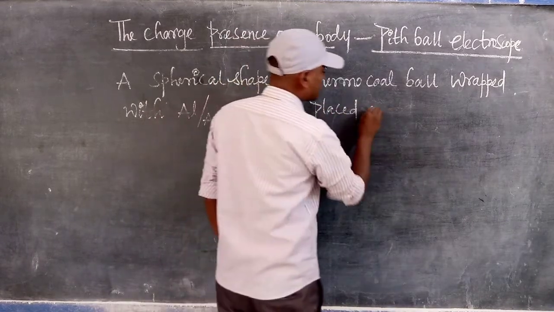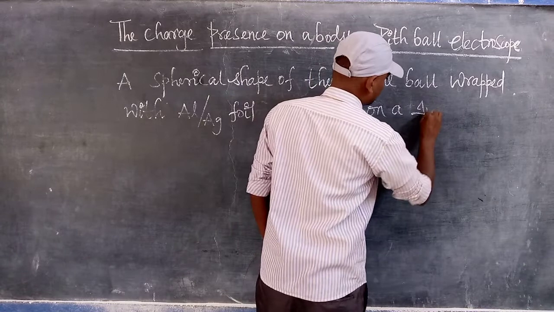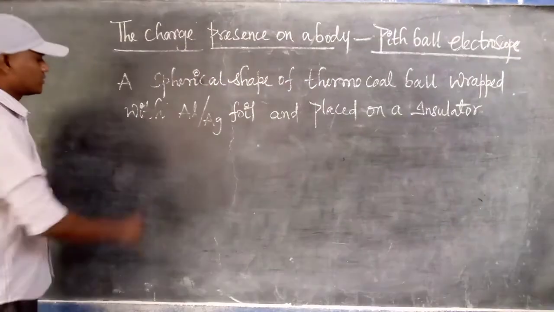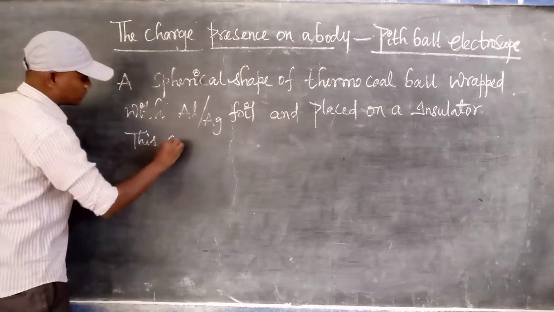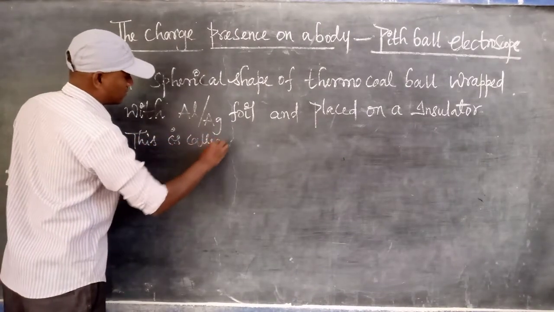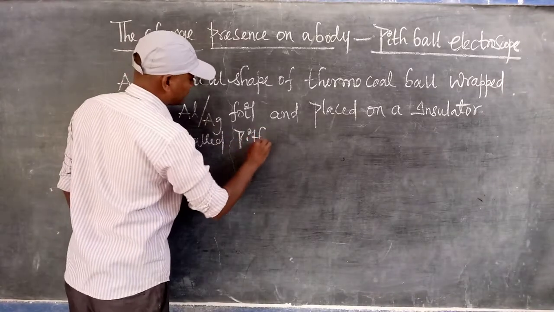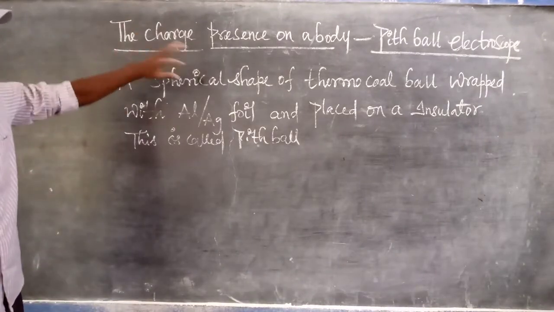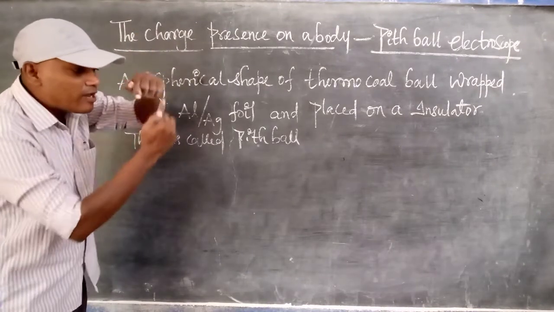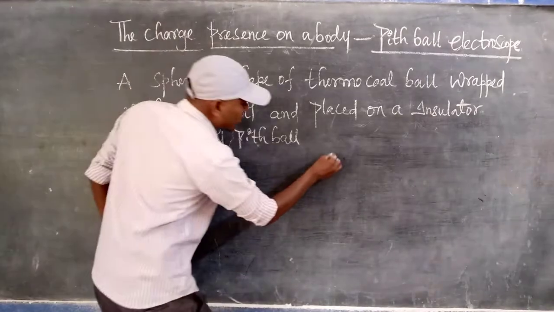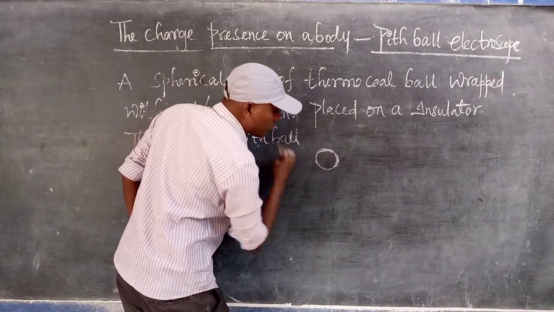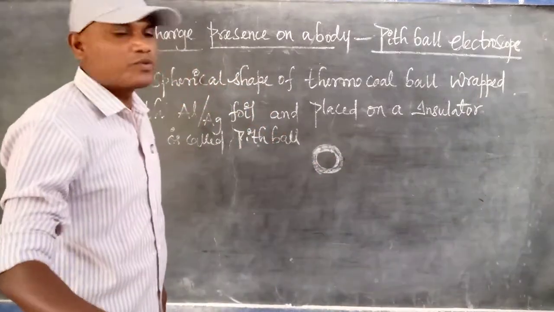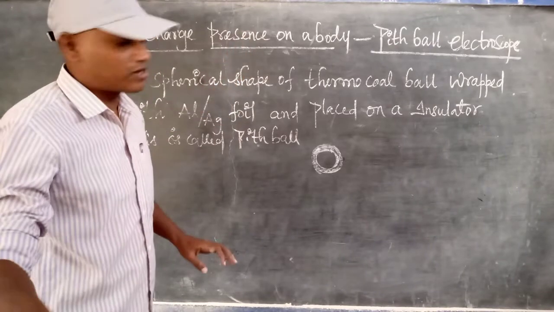And placed on an insulator. This is called pith ball electroscope. A spherical shape of a thermocol ball is wrapped with aluminium or silver foil. So that is simply what we call a pith ball electroscope.